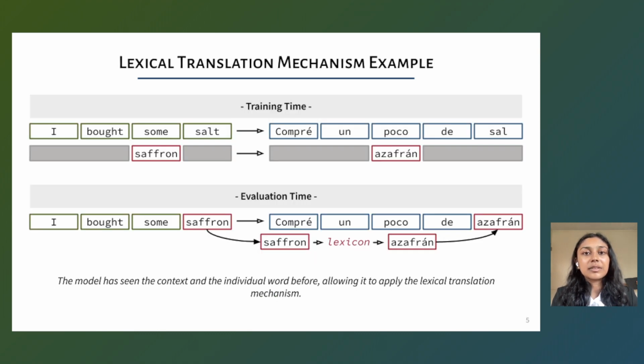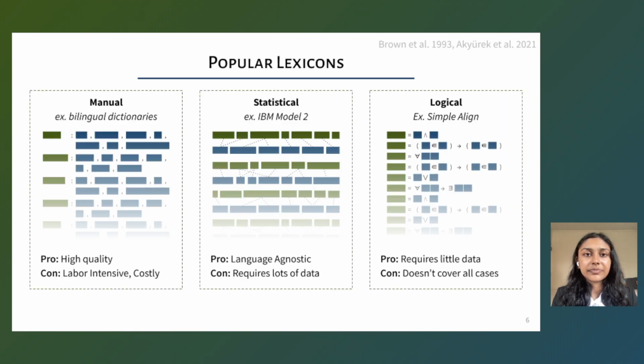A practical example of this is here. Let's say you see saffron once in the training data, and you also see more common sentences like I bought some salt. During evaluation, you might see I bought some saffron. The model translates the first part of the sentence confidently and then uses context clues to understand that the translation of saffron would probably appear at the end of the output. When the time comes, the model pulls from the lexicon to get the translation for saffron and slots it into place. But where do these lexicons come from?